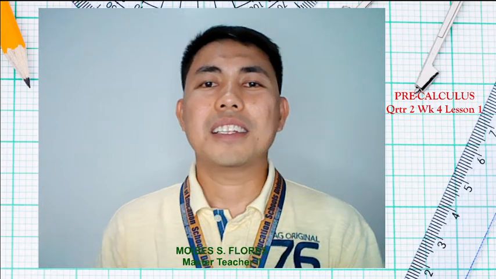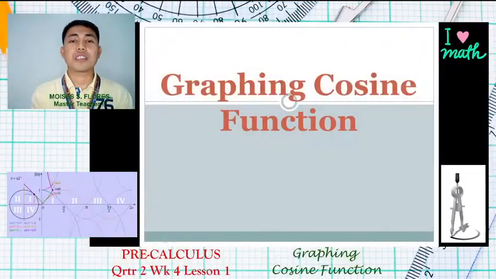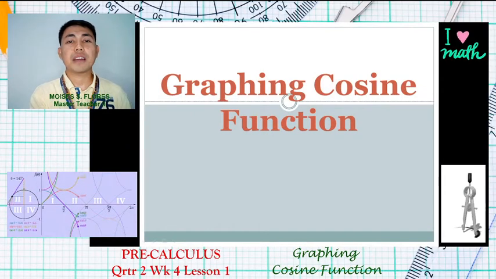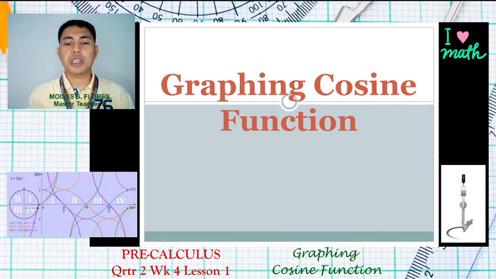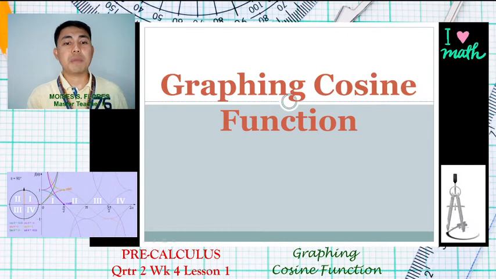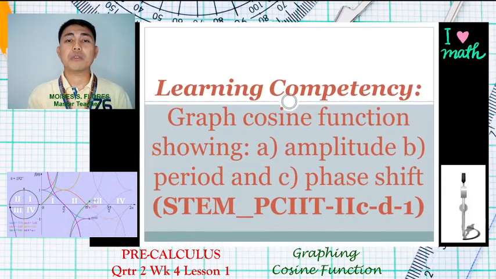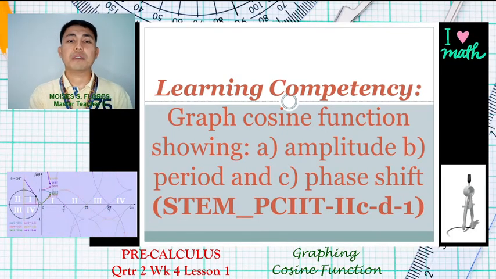Hey guys, let's continue our discussion on graphing circular functions. And we are now on the second function, which is the cosine function. So our learning competency for this topic is simply that we're going to graph the cosine function showing the amplitude, period, and of course the phase shift.